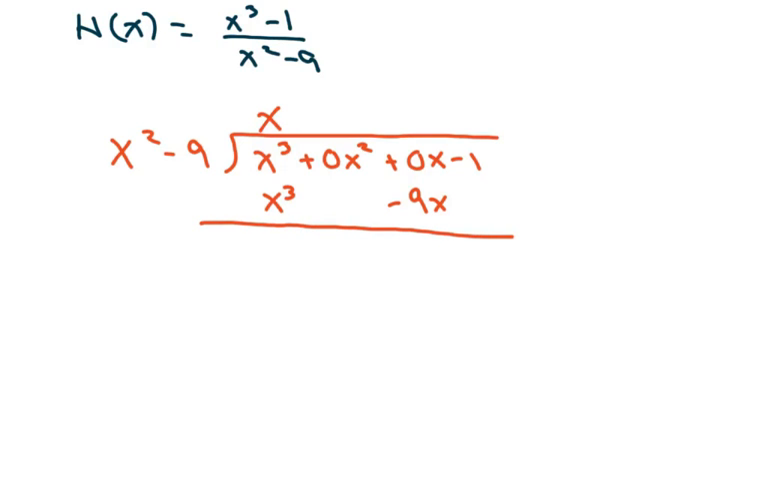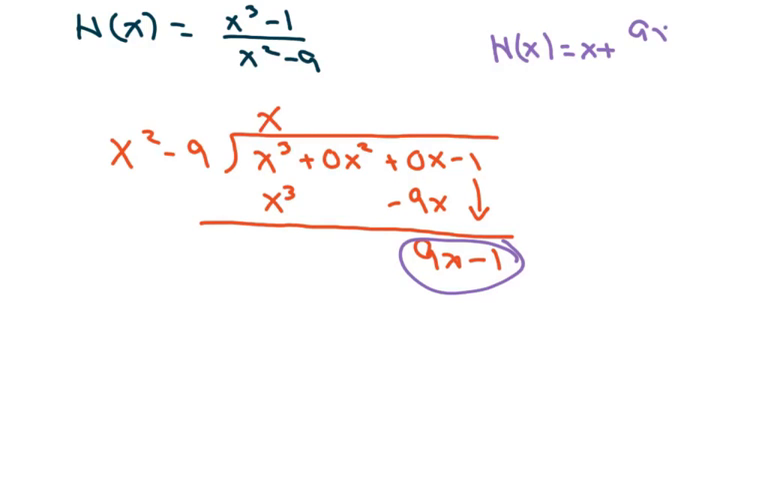And when you subtract, you're going to get 9x. Bring down the negative 1. So this is your remainder. You can write this as h of x equals x plus 9x minus 1 over x squared minus 9. This remainder part is insignificant. Remember that horizontal asymptotes are based on limits. So we do have an oblique asymptote. So the oblique asymptote is at y equals x.